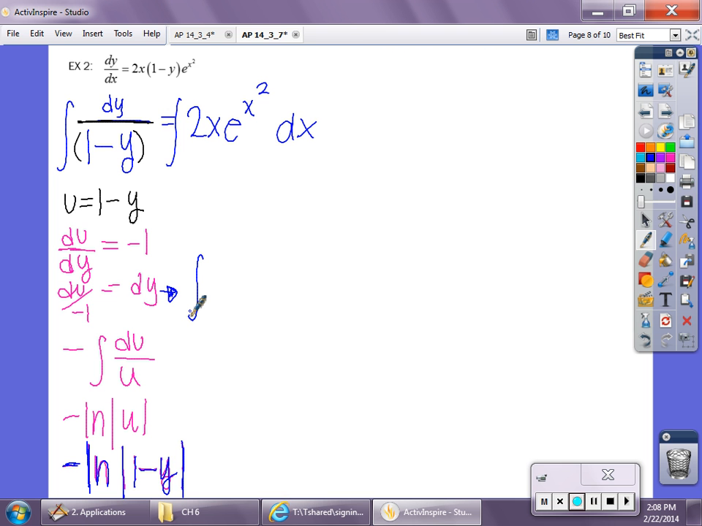I am going to replace the dy with a du divided by -1. And then I'm supposed to divide by 1 minus y again, and remember we don't do that, we multiply by its reciprocal instead. So that's where that extra -1 is coming from. So this becomes, remember we can pull that out front and you end up with the 1 minus y, we can replace that with the u, okay? So that's where I got my left side from.